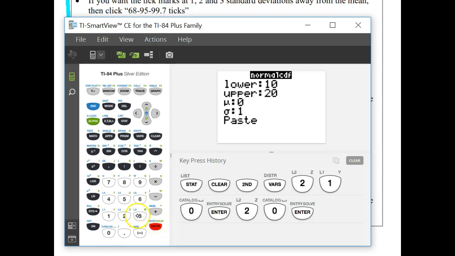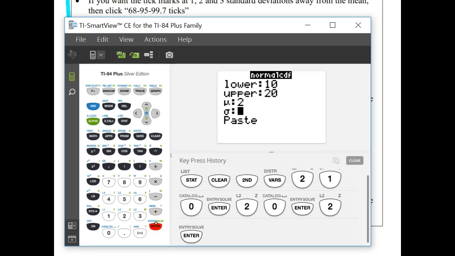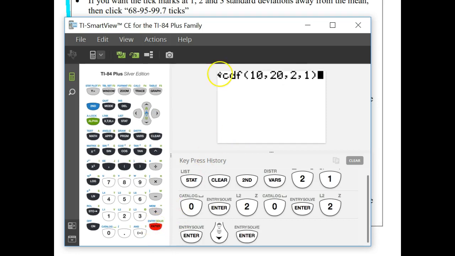And then the mean of the distribution was given as 2 and the standard deviation of 1. And so then we would hit paste. We would highlight that and hit enter. Now it looks on screen like the other models of the calculator. So if your screen looked like the one on the left, you would have hit 10, 20, 2, 1, where the comma key is above your 7 key on your calculator. Once we're at this point, we would hit enter, and it gives us a probability here.